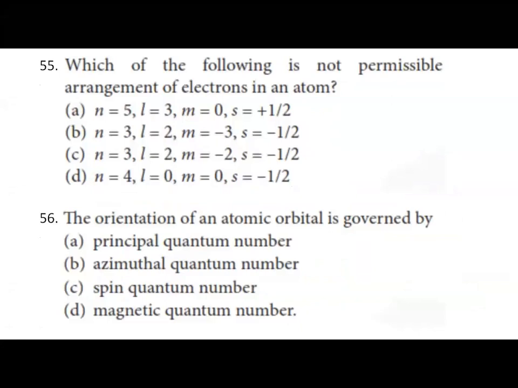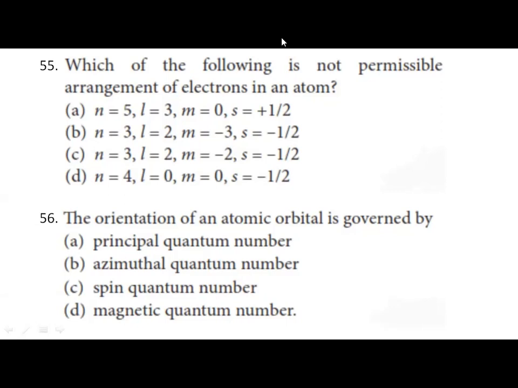Next question. Which of the following is not a permissible arrangement of electrons in an atom? Option A: n is equal to 5, l is equal to 3, m is equal to 0, s is equal to plus half. Option B: n is equal to 3, l is equal to 2, m is equal to minus 3, s is equal to minus half. Option C: n is equal to 3, l is equal to 2, m is equal to minus 2, and s is equal to minus half. Option D: n is equal to 4, l is equal to 0, m is equal to 0, and s is equal to minus half. Let us see.